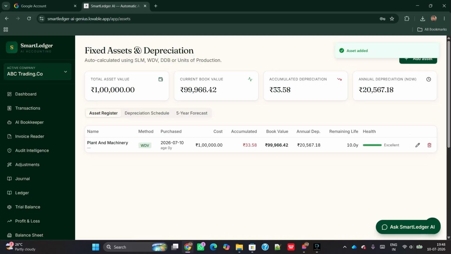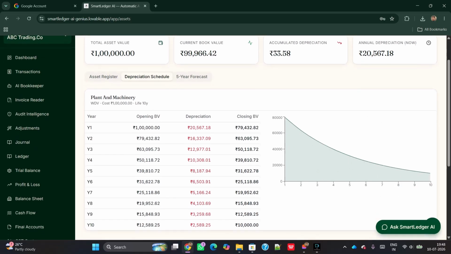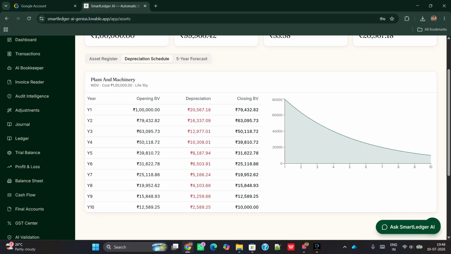Yes, our asset has been added and it provides the depreciation for the asset. So asset registered, accumulated depreciation, depreciation schedule. It also provides how much depreciation will be deducted from our value. First year depreciation would be 20,000, yearly 20,000. Second year depreciation would be nearly 16,000. As the years go, the depreciation would change for the business.